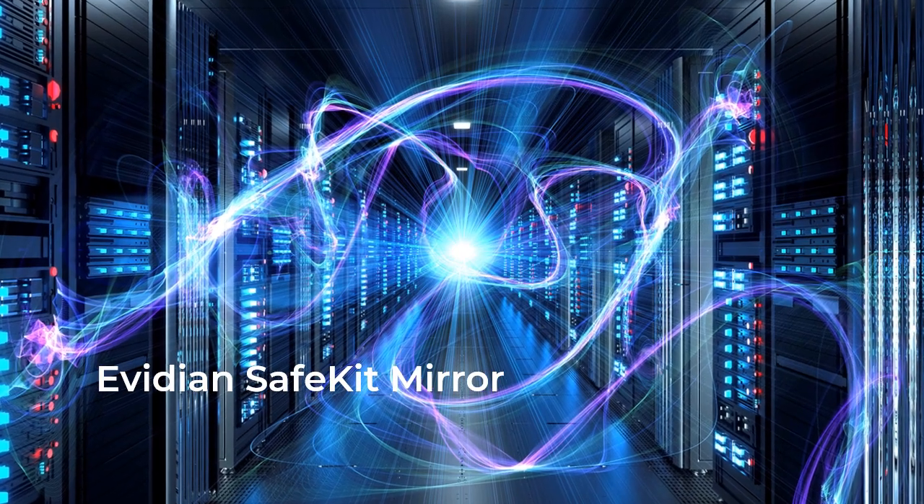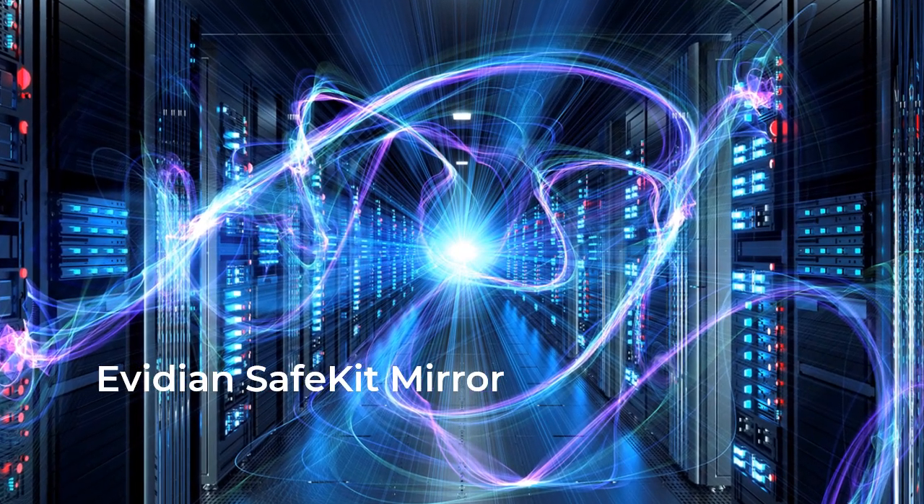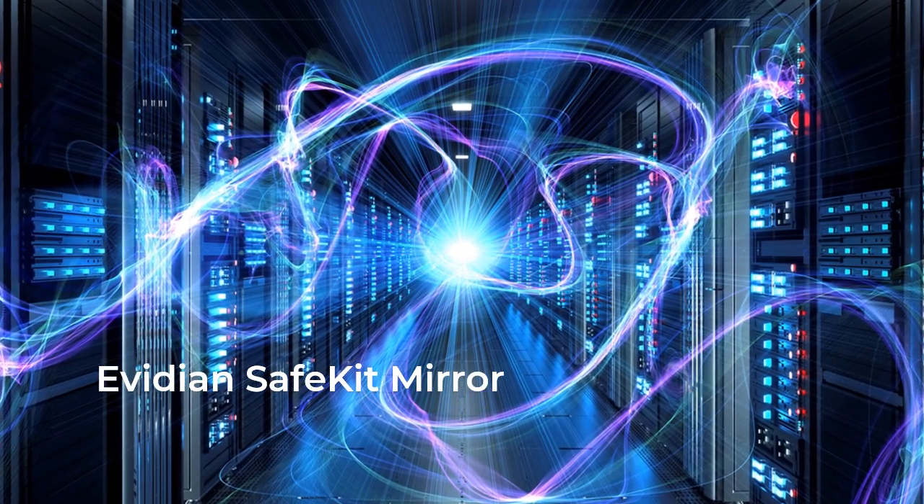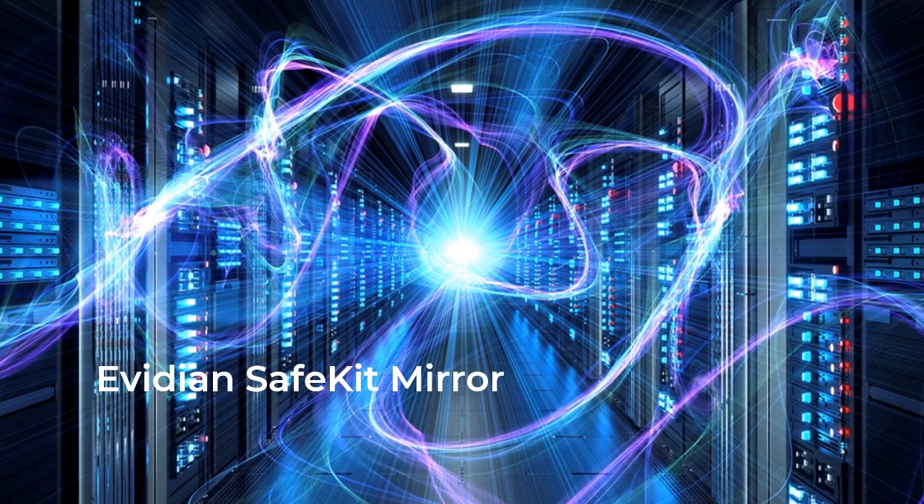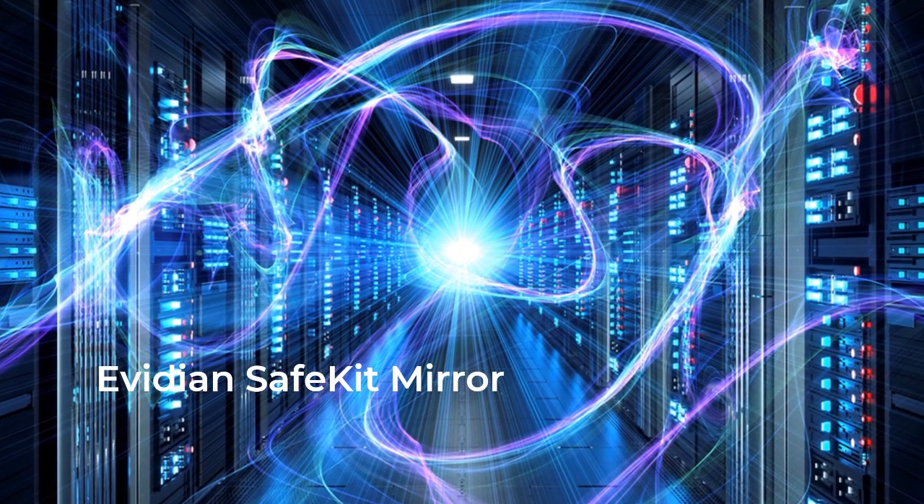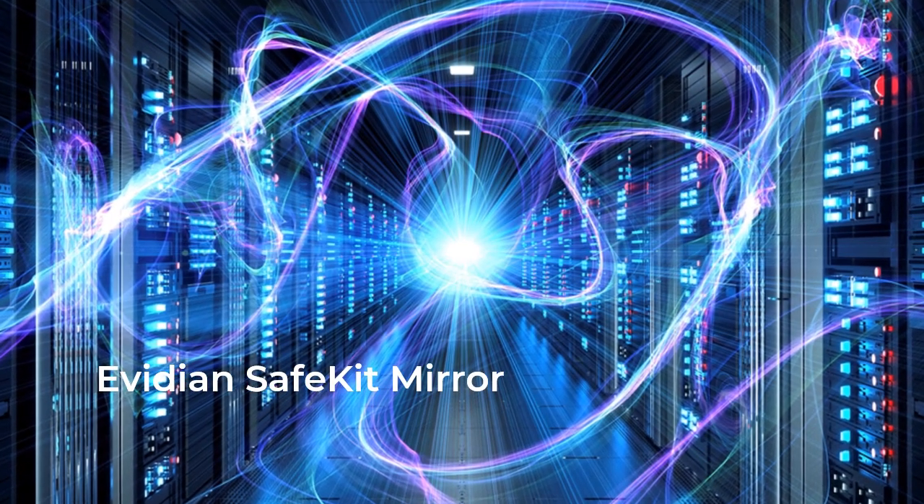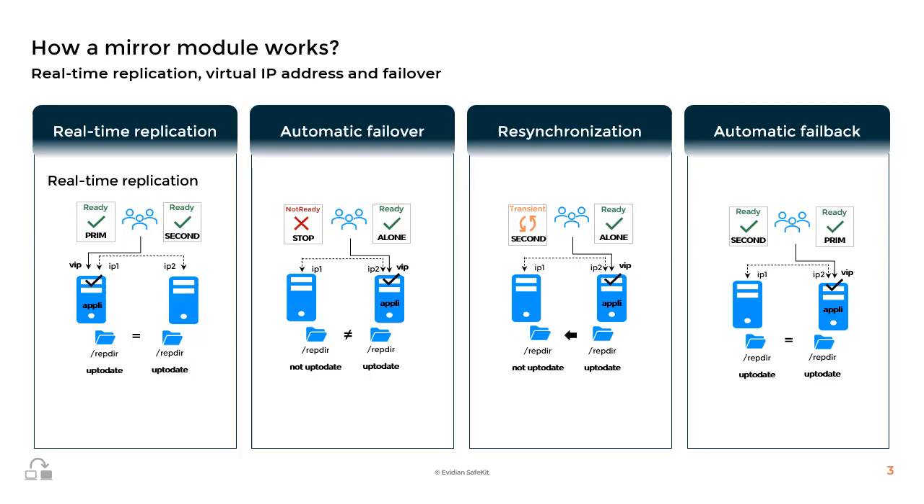I'm going to present the mirror module of Avidian SafeKit in detail, including how to configure the restart scripts, the internal parameters in userconfig.xml, and its operation with various state transitions according to failures. Let's start with an overview. Let's examine how a mirror module works and the associated states and colors in the console.